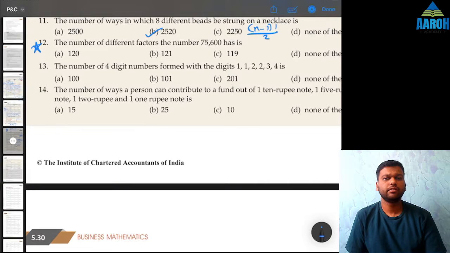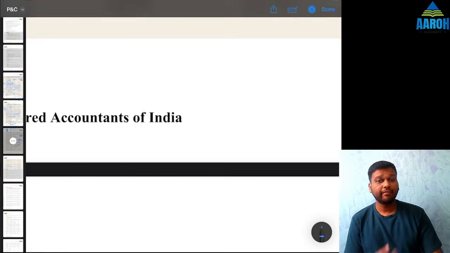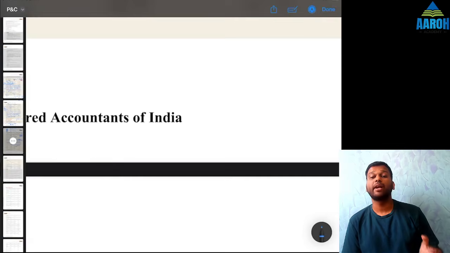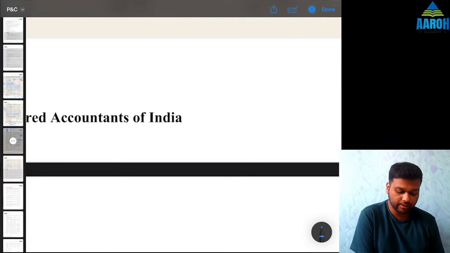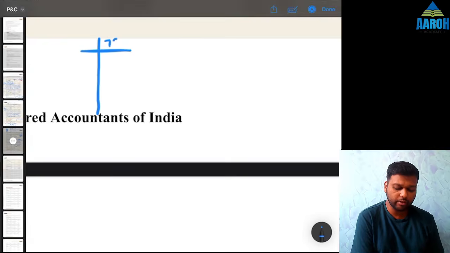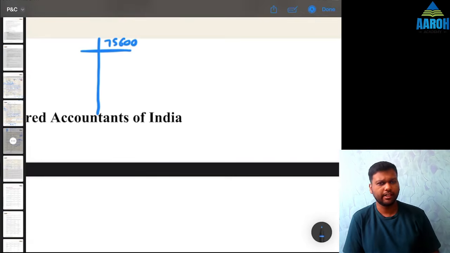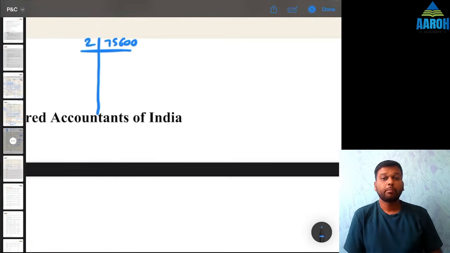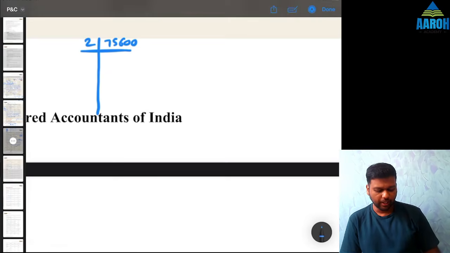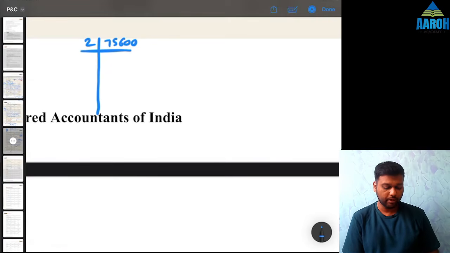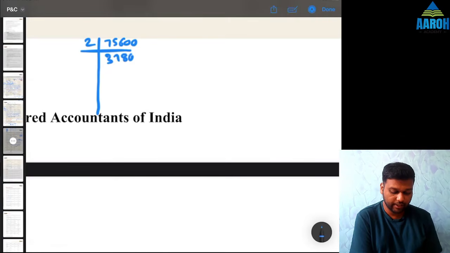Next 12. The number of different factors the number 75,600 has is. Again a good question. There is a way to solve this. Okay. How to solve this? For 75,600 you have to find prime factors. How to find prime factors? You can make a table like this, or you can not make table also. That is fine. Prime number start with 2. You can divide by 2, right? So 75,600 divided by 2 is 37,800.